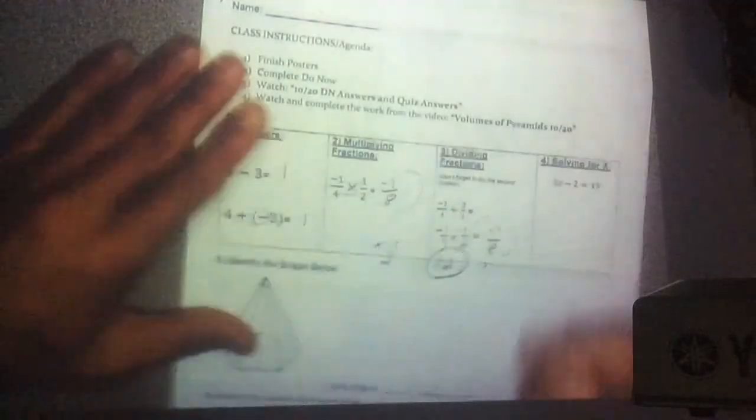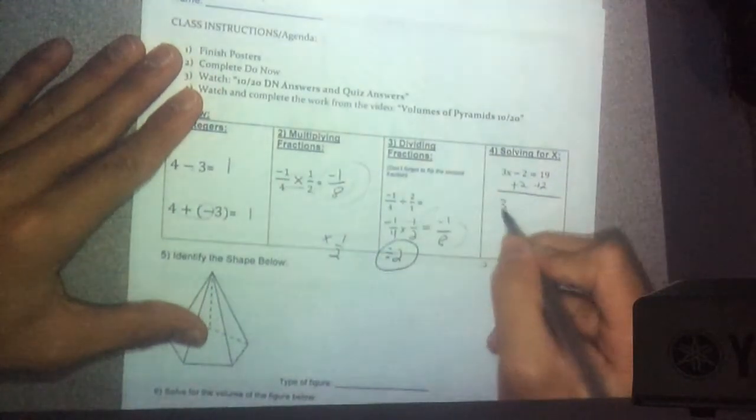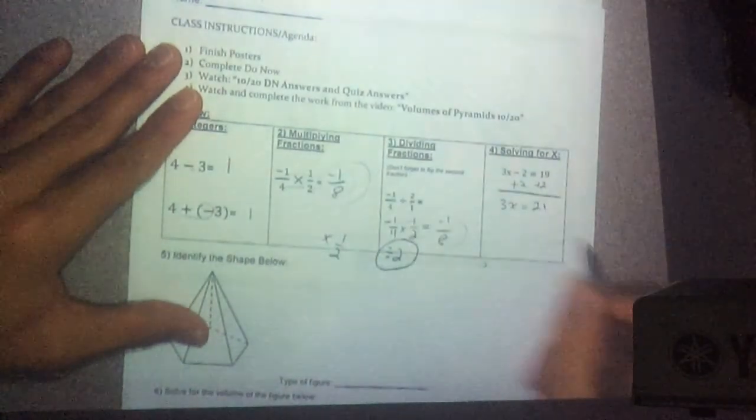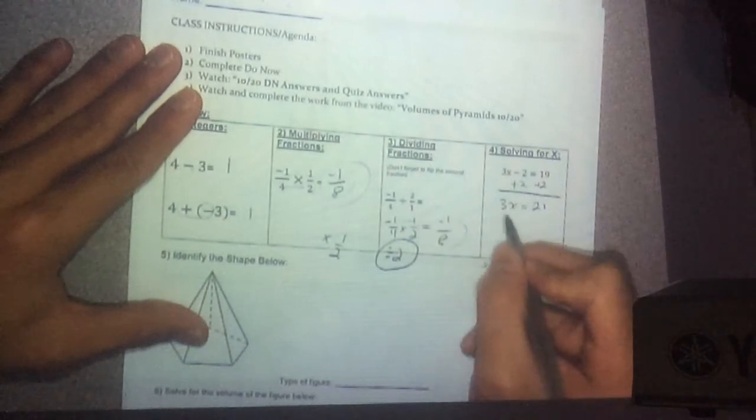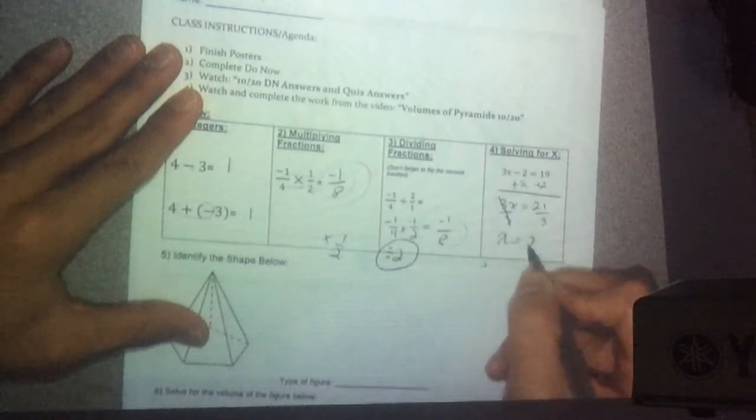Solving for x, we add 2 to both sides. What I do to one side, I want to do to the other. 3x is now equal to 21. Do the inverse operation. This is multiplication here, so we're going to divide both sides by 3. These cancel. x is equal to 7.